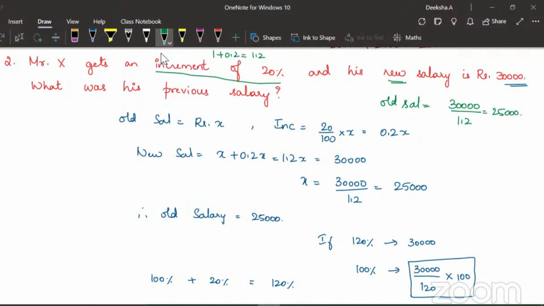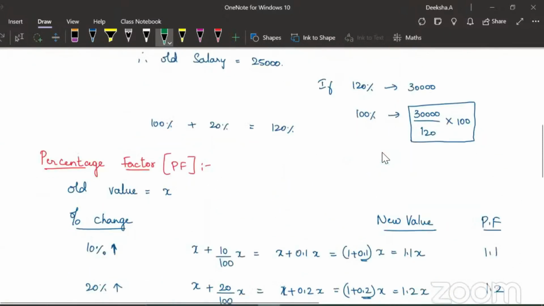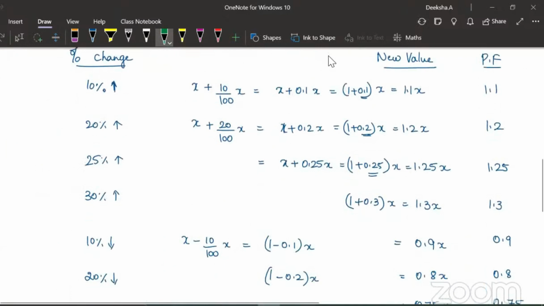So first, as soon as you see an increment of 20% or decrement of 10%, first write down the percentage factor. Then some value will be given here. That value you have to decide whether you have to divide it or multiply with the percentage factor. Clear? Right. Now let us solve some questions based on this. We will solve some questions.